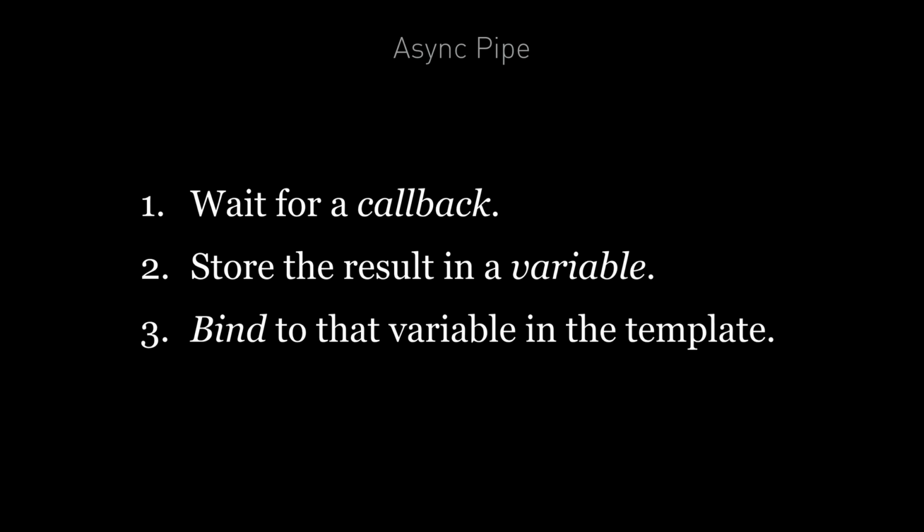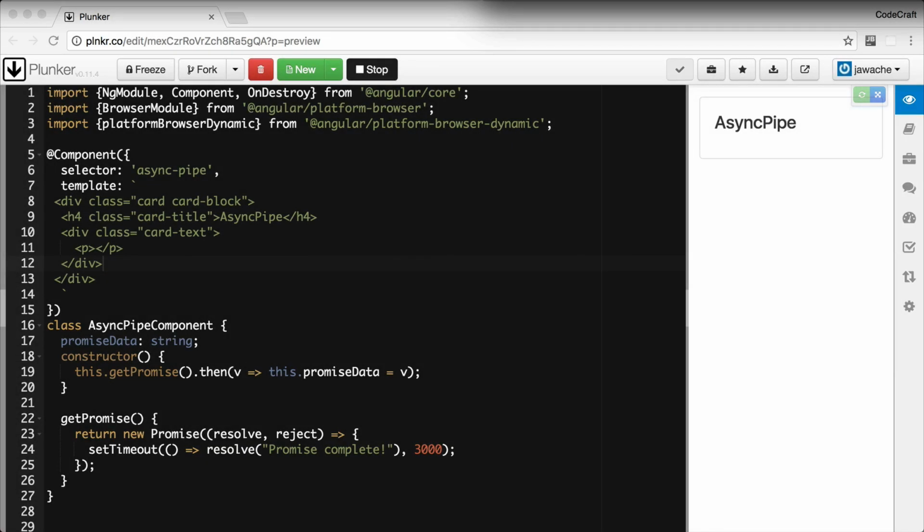Async pipe accepts as an argument an observable or a promise, calls subscribe or attaches a then handler, then waits for the asynchronous result before passing that result through to the caller. Let's demonstrate how it works with an example.